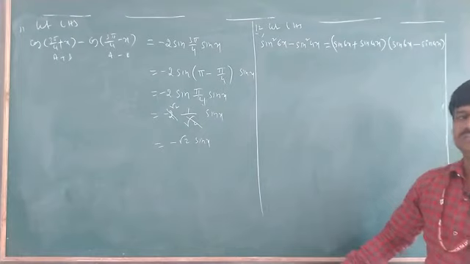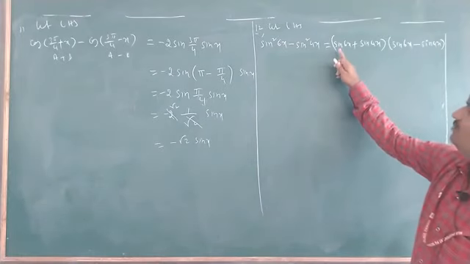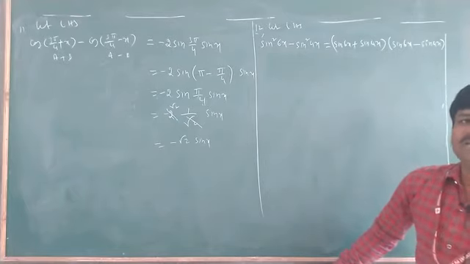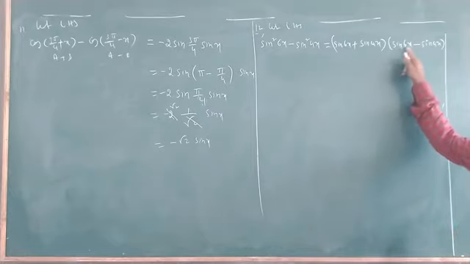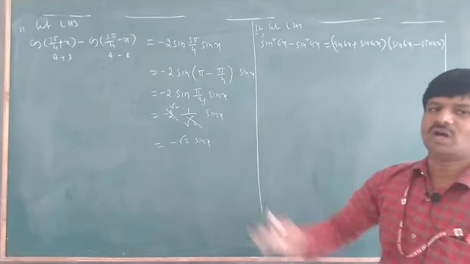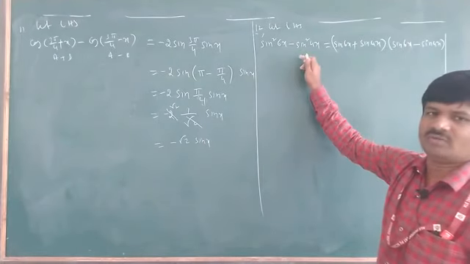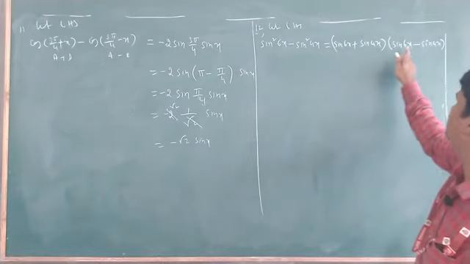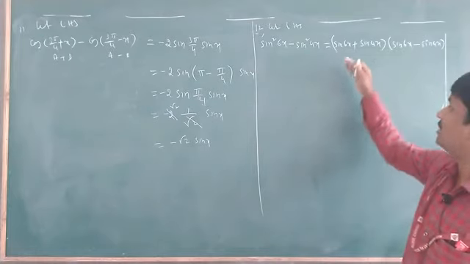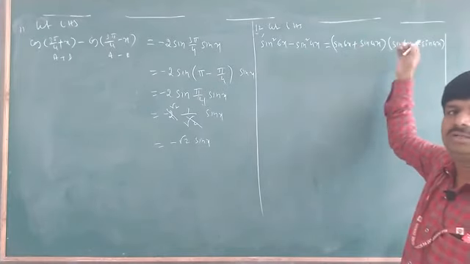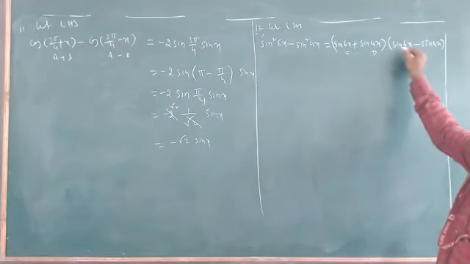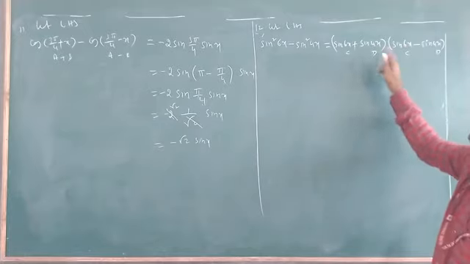Next, just observe in which form it is. It is in the sin c plus sin d and sin c minus sin d formula. Actually it is a square minus b square form, which is a plus b into a minus b. After converting into the formula, these two become two formulas: sin c plus sin d, and sin c minus sin d.